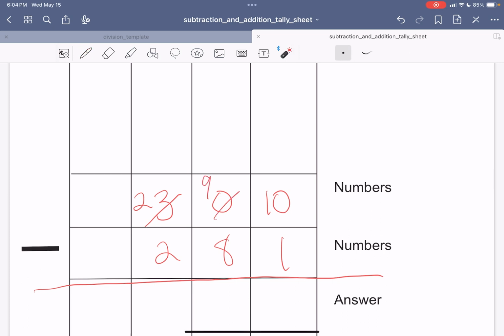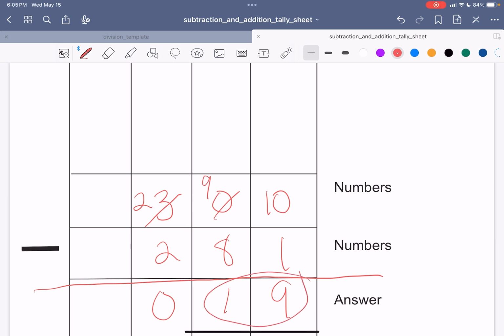So if this number was 3,000 and there was another 0 here, you would cross out that 0 and it would also become a 9. And then this would still become a 2. Okay? So we have 10 minus 1 is 9. We have 9 minus 8. That's 1. Then 2 take away 2 is 0. The answer is 19.